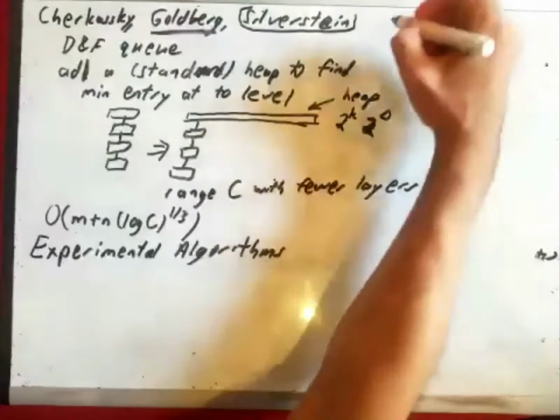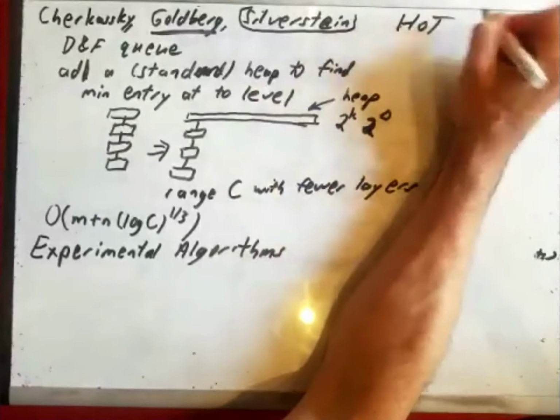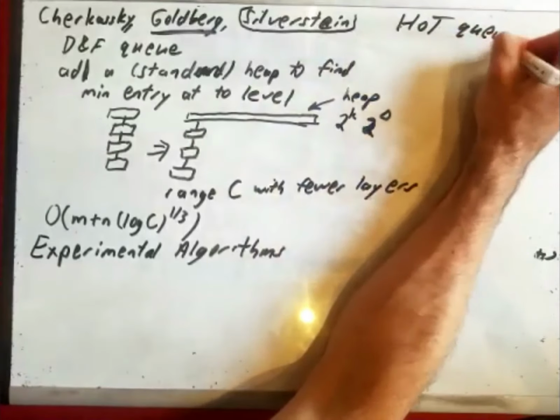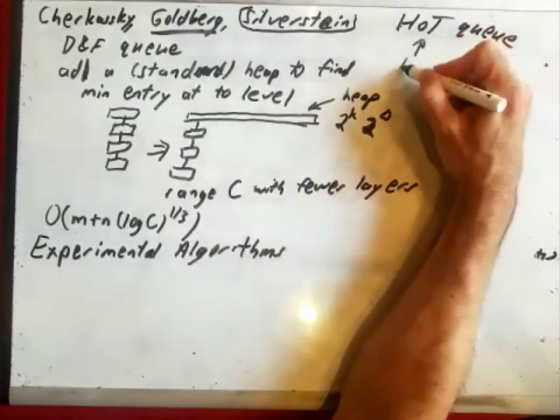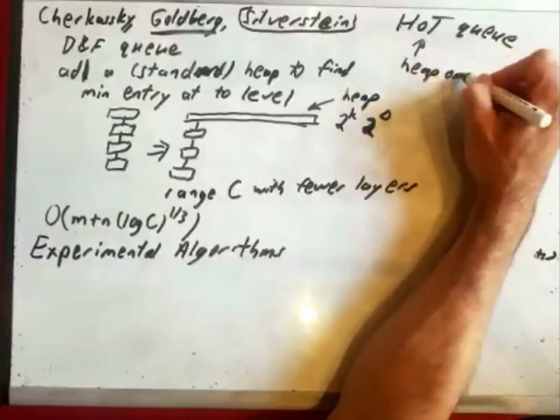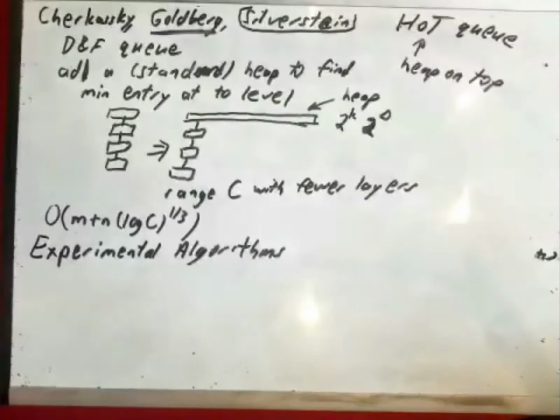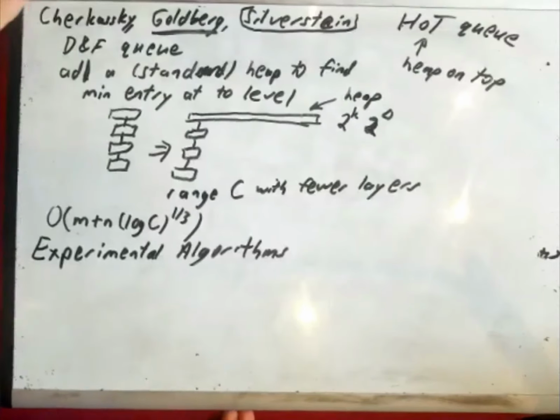Oh, and they called this a hot queue, which now stands for heap on top, as opposed to heap order tree. But I think they just called it that because it's a cute name.